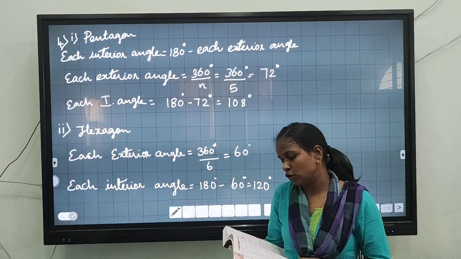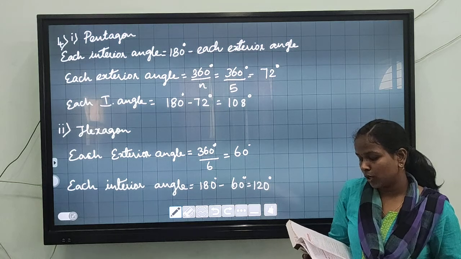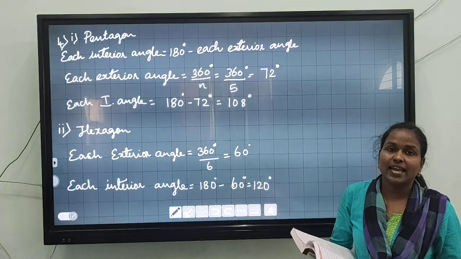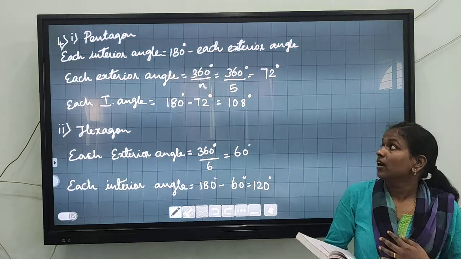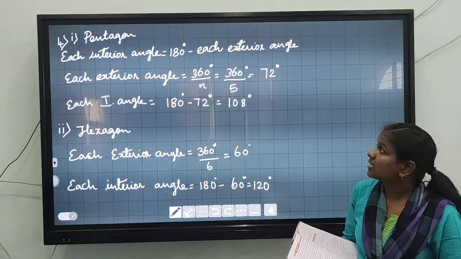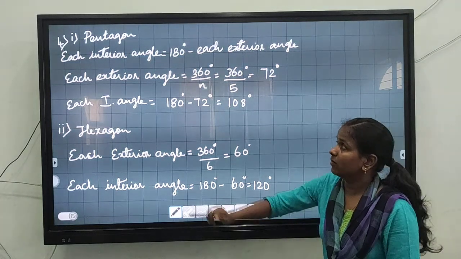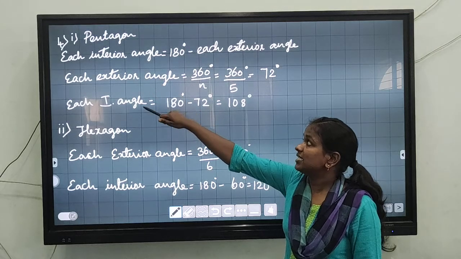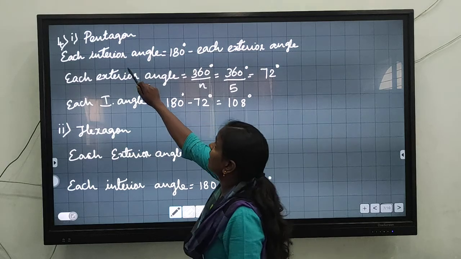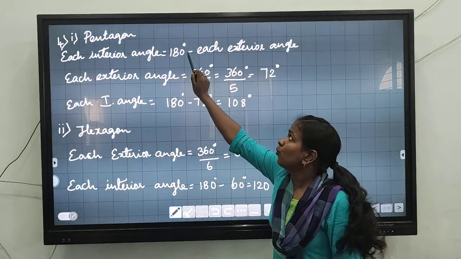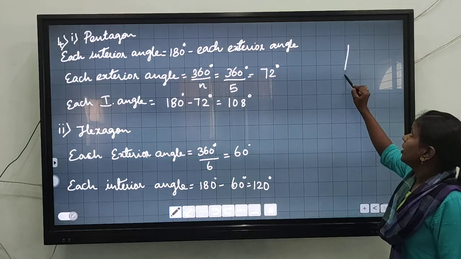Next, fourth question. What is the measure of each interior angle of the following regular polygons? See, in the previous question they asked each exterior angle. In the next question they are asking how much each interior angle is. So first I am writing, they told to find out each interior angle of pentagon. Each interior angle formula is equal to 180 degree minus each exterior angle. I already told.